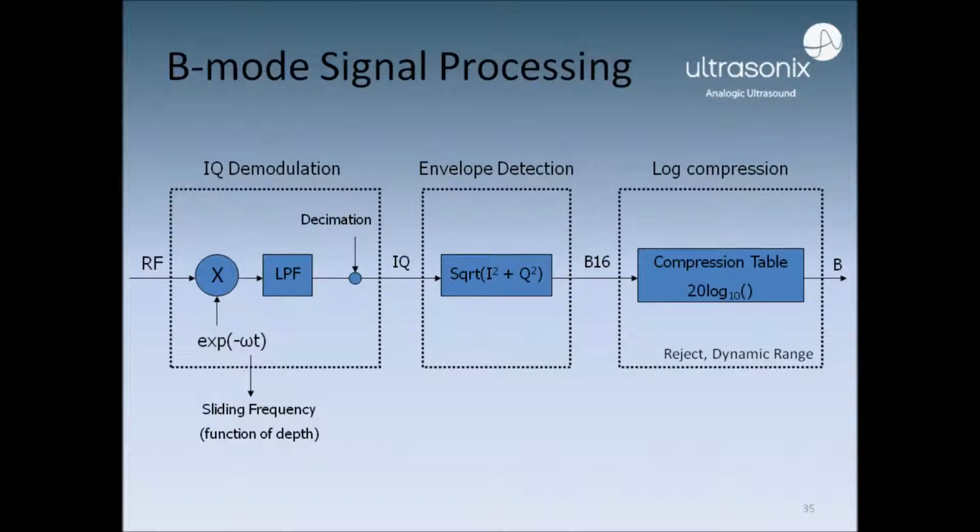The next block is the envelope detection. To determine the envelope of the signal, we take the square root of I squared plus Q squared. This will result in a pre-compression 16-bit accuracy B-mode image. To reduce the dynamic range of this signal and fit it into the 256 valued grayscale range, which can better be perceived by the human eye, log compression is applied. We also reject the values below a certain threshold to suppress noise. For more information on the compression table parameters, please visit Wikisonix.